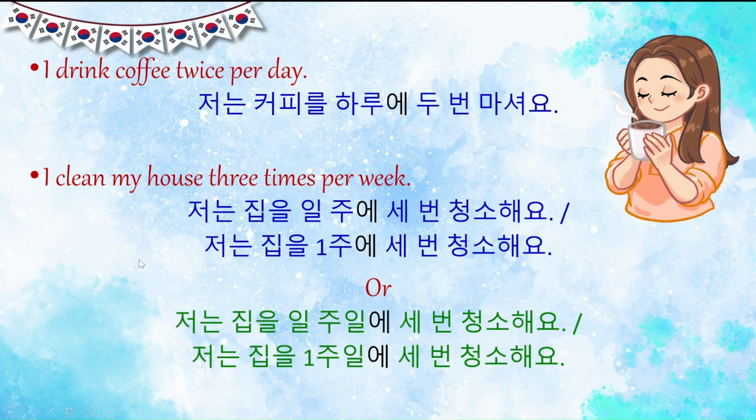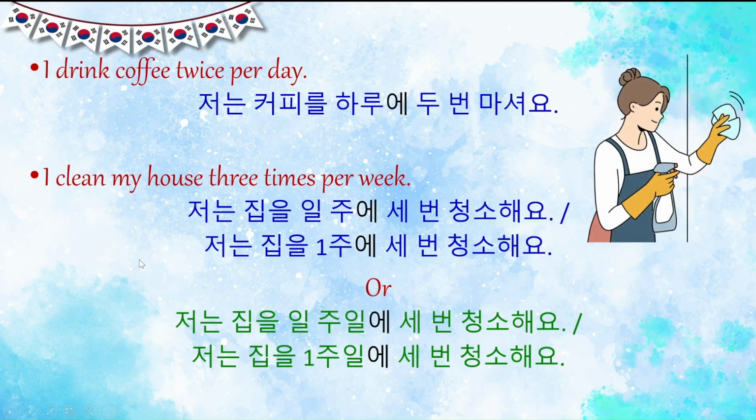Okay? All right. Next example is I clean my house 3 times per week. Now, there are 2 ways to say this sentence and 4 ways to write this sentence. Okay? So, in Korean, one way to say this sentence is 저는 집을 일주에 3번 청소해요. Okay? Here, I is 저는, house is 집. To clean, 청소하다, present tense 청소해요.